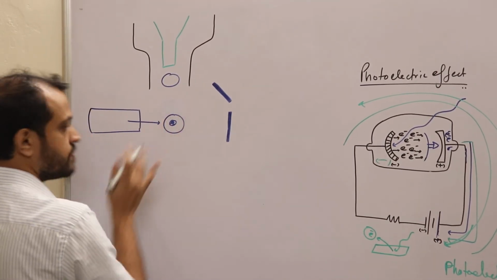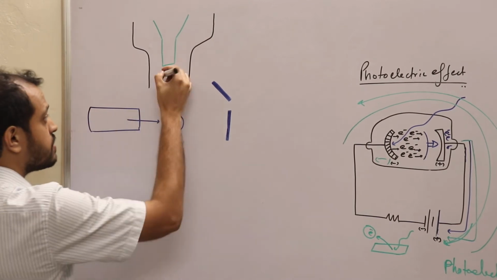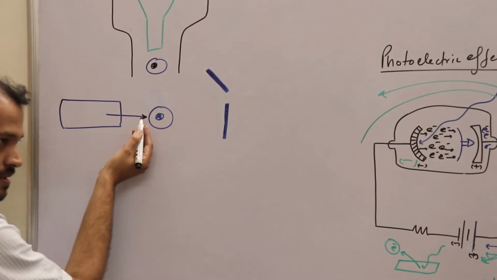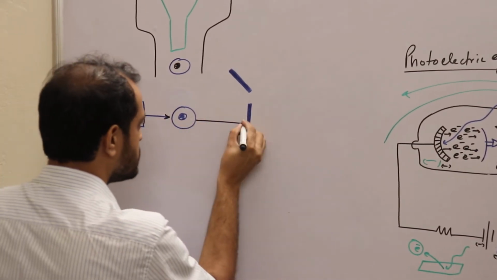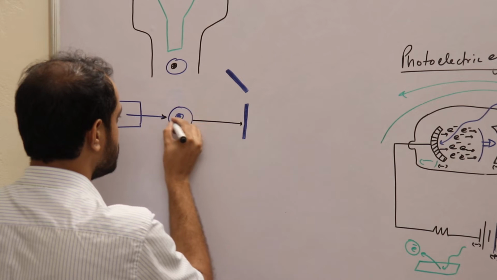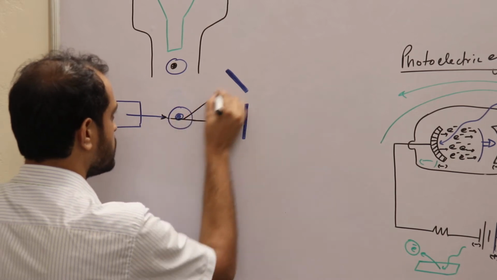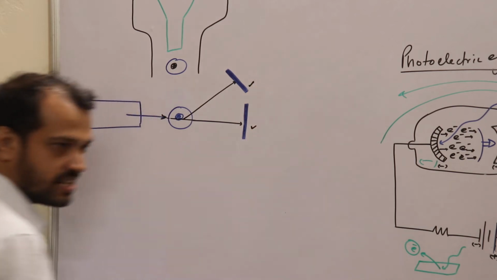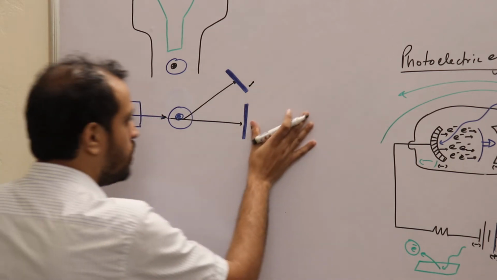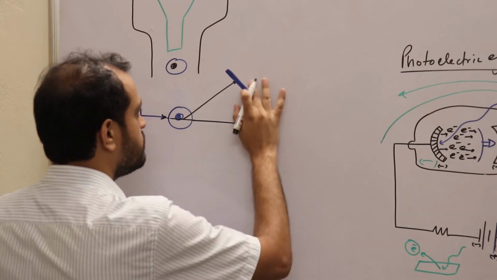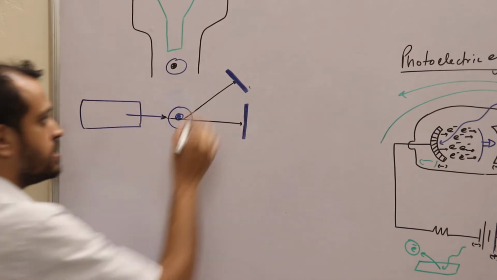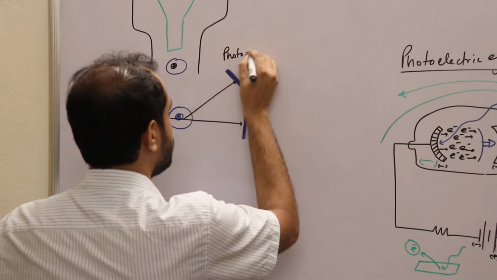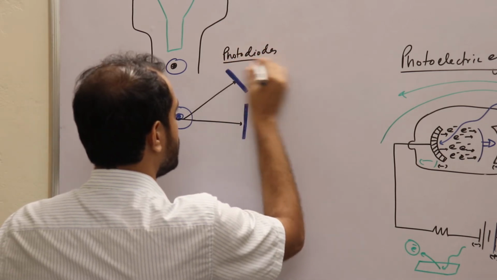When cells are falling, this laser interacts with the cell. Now both the side scatter channel and the forward scatter channel are activated. Now what are these side scatter channels? They are actually photodiodes.